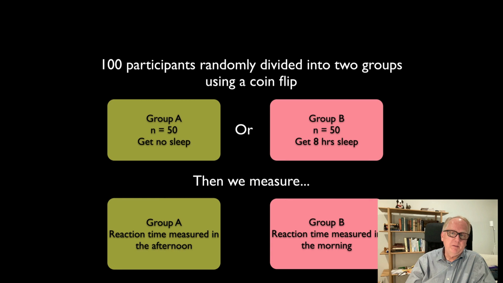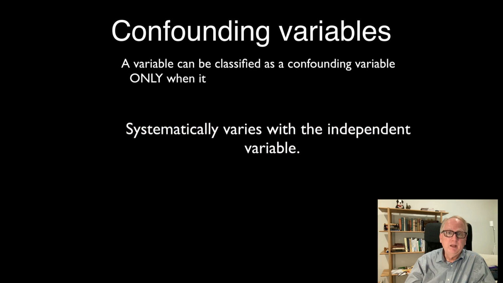So everything else I've been talking about, like individual differences and situational variables and so on, those are all things that are considered random variables. They're things that we try to eliminate. Confounding variables are things that we sort of just blundered through in our experiment. We didn't do a very good job, and we ended up doing something where another variable systematically varies with our independent variable. So keep that in mind, that a variable can be classified as a confounding variable only when it systematically varies with the independent variable.